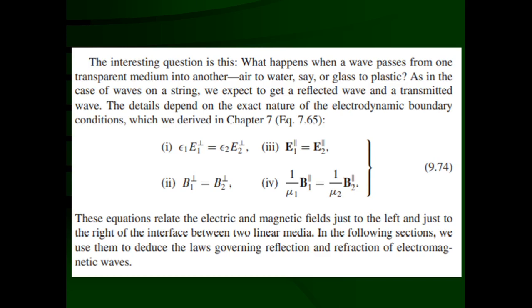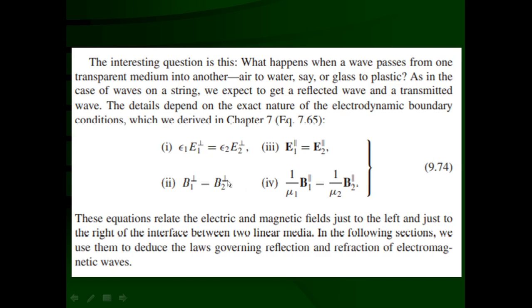At the interface between medium 1 and medium 2, part of the wave is reflected back, and part of the wave is transmitted into the next medium, medium 2. How much energy is reflected and how much energy is transmitted depends on the electrodynamic boundary conditions, which were already derived in chapter 7.